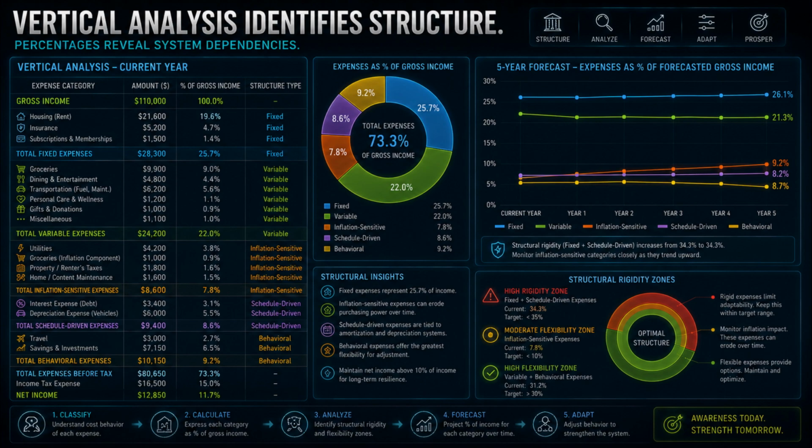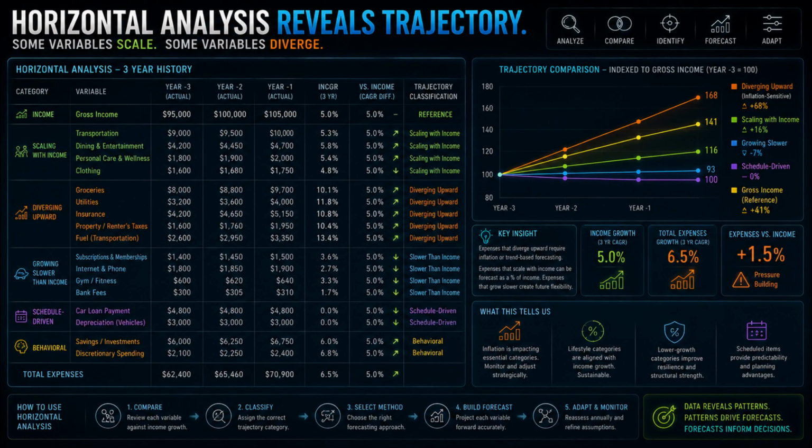extremely efficient forecasting systems. Now we examine 3 years of historical financial statements, because forecasting requires historical behavior evidence. We compare how variables evolve through time. Suppose gross income grows 5% annually over these 3 years.